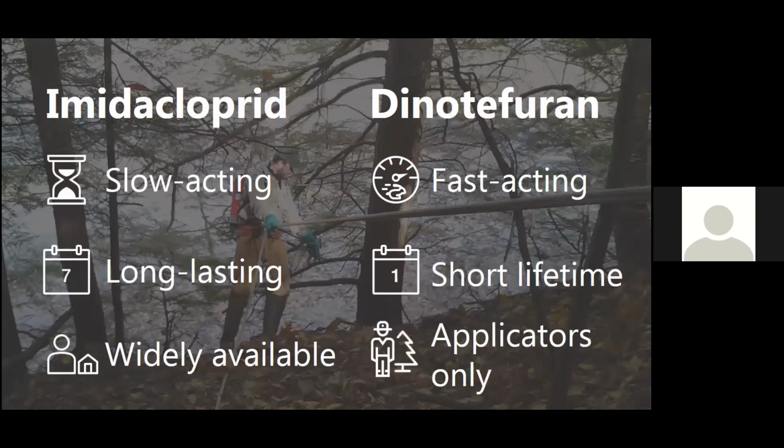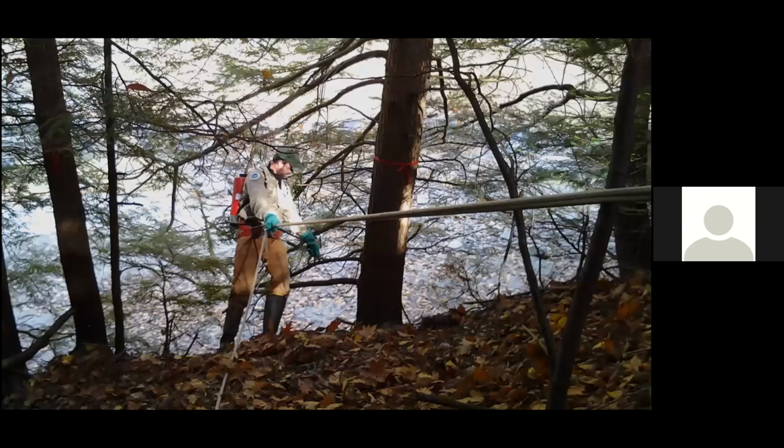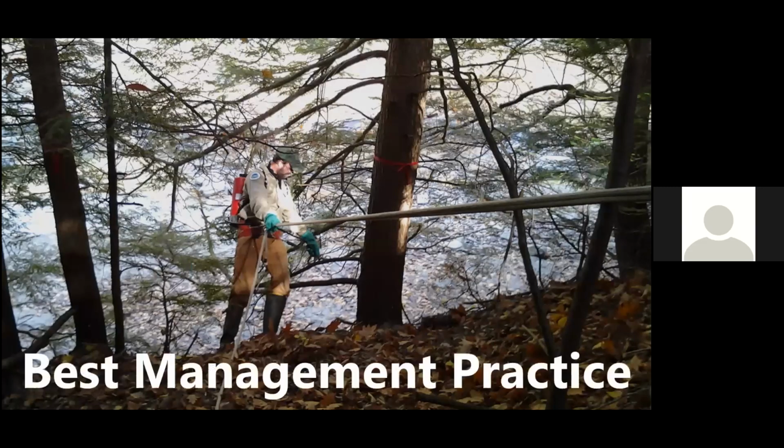Dinotefuran, however, is only available to certified applicators. So if you want that fast-acting effect, you'd have to hire a certified applicator that can apply it for you. What you see behind you, that basal bark application, is what we consider our best management practice in New York. It is the most economical. It's the cheapest method that still reduces the off-target effects.